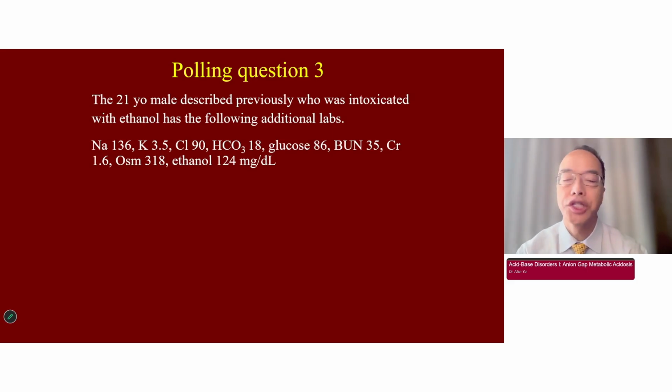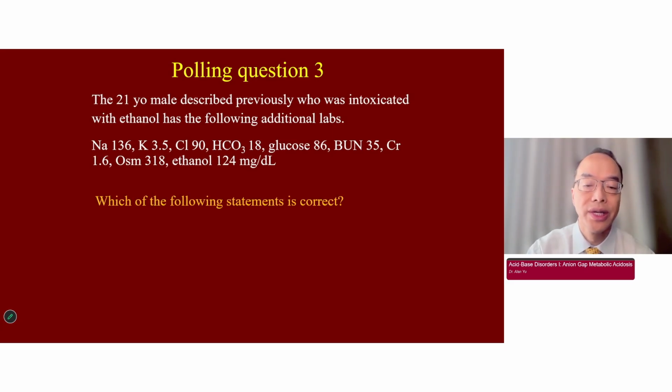So, next polling question. Referring to the 21-year-old male that we described previously with that triple acid-base disorder who was intoxicated with ethanol, we now have some additional labs which are shown here. And this will take a minute of calculation, so I'll give you a little time. And which of the following statements is correct?